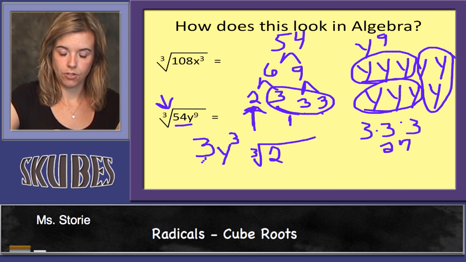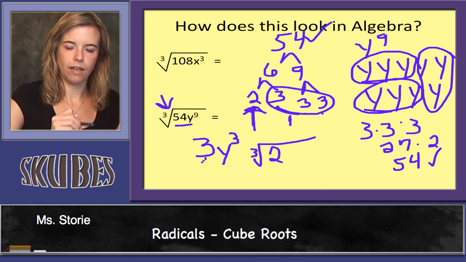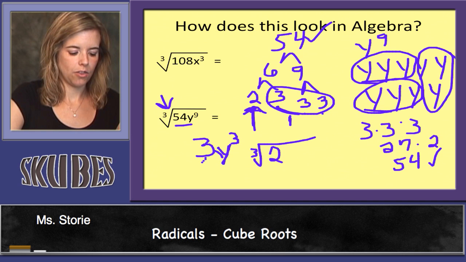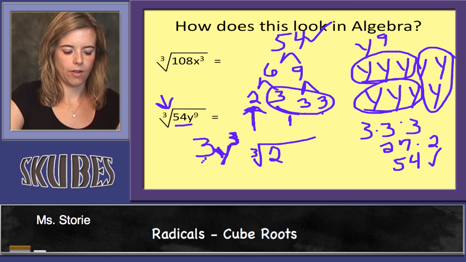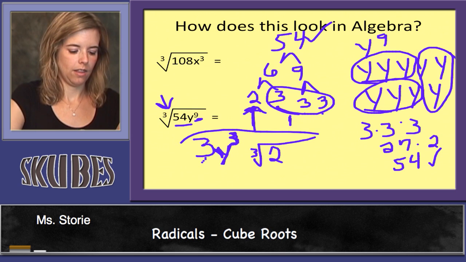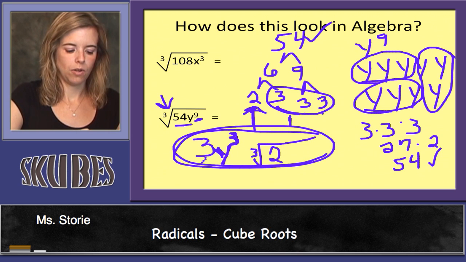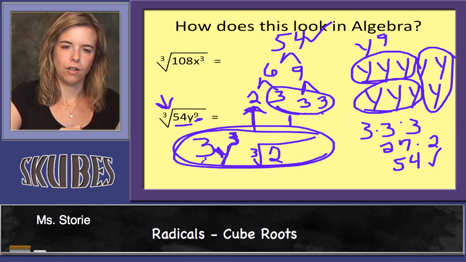And then 27 times 2 is going to get you to 54. So that matches back. Now I have y to the 3rd, and I'm going to multiply it 3 times in a row. So if I have 3 groups of y's 3 times in a row, I'm going to have 9, which gets me back there. This is the correct answer: 3y to the third, index 3, radical 2.